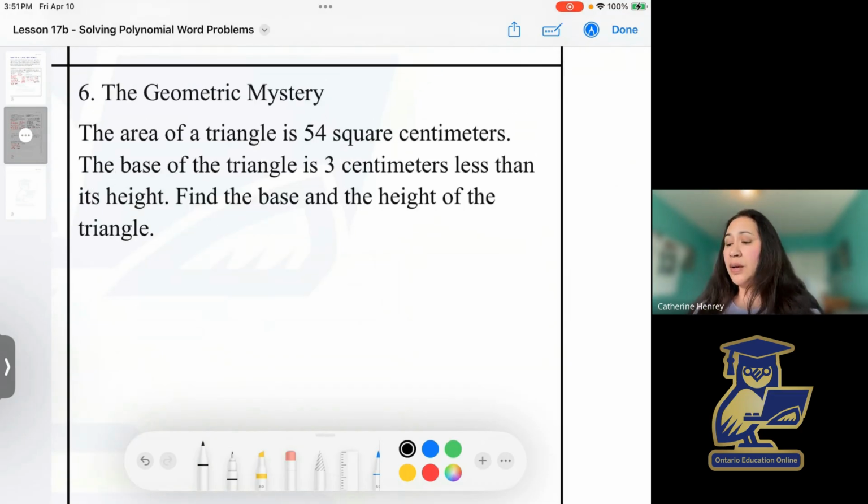Okay, we're going to talk about a triangle now. The area of a triangle is 54 square centimeters. The base of the triangle is 3 centimeters less than its height. So let's try and find the base and the height of the triangle.